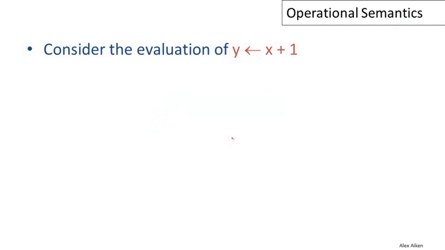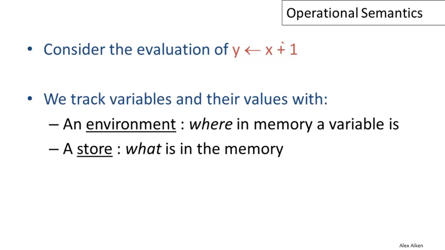Now, let's be a little more precise about what's going to go in the context. So let's consider the evaluation of an expression or a statement like y gets x plus 1. So we're going to assign y the value x plus 1. And there are two things that we have to know in order to evaluate this expression. First of all, we have to know where in memory a variable is stored. So for example, the variable x here, we're going to have to go and look up x's value and then add 1 to it. And then that value is going to have to be stored in whatever memory location holds the value for y.